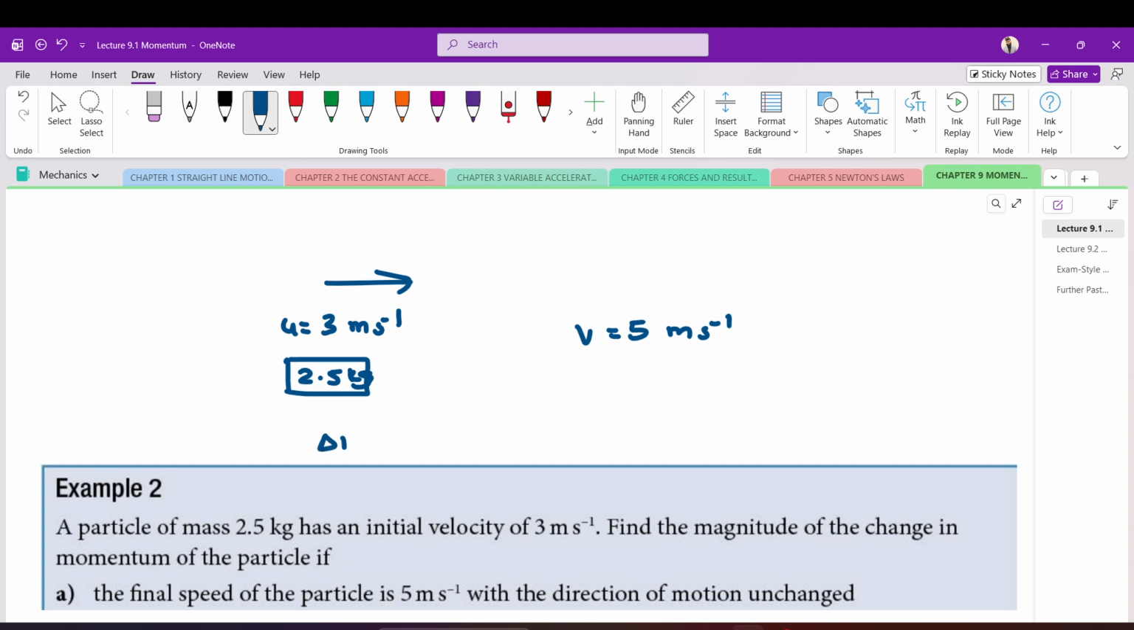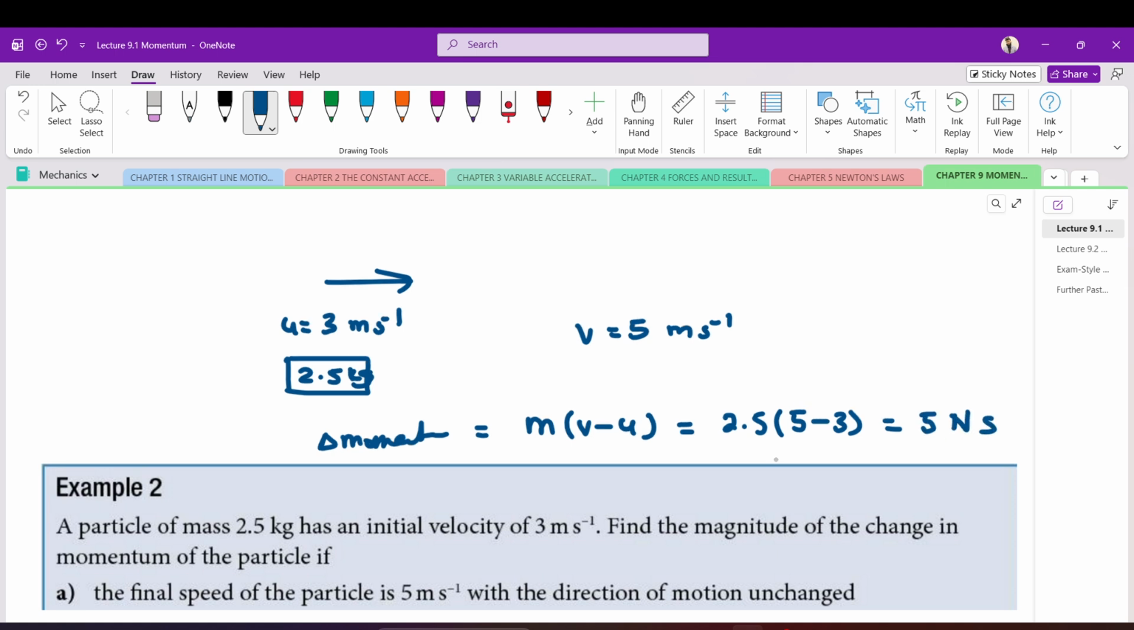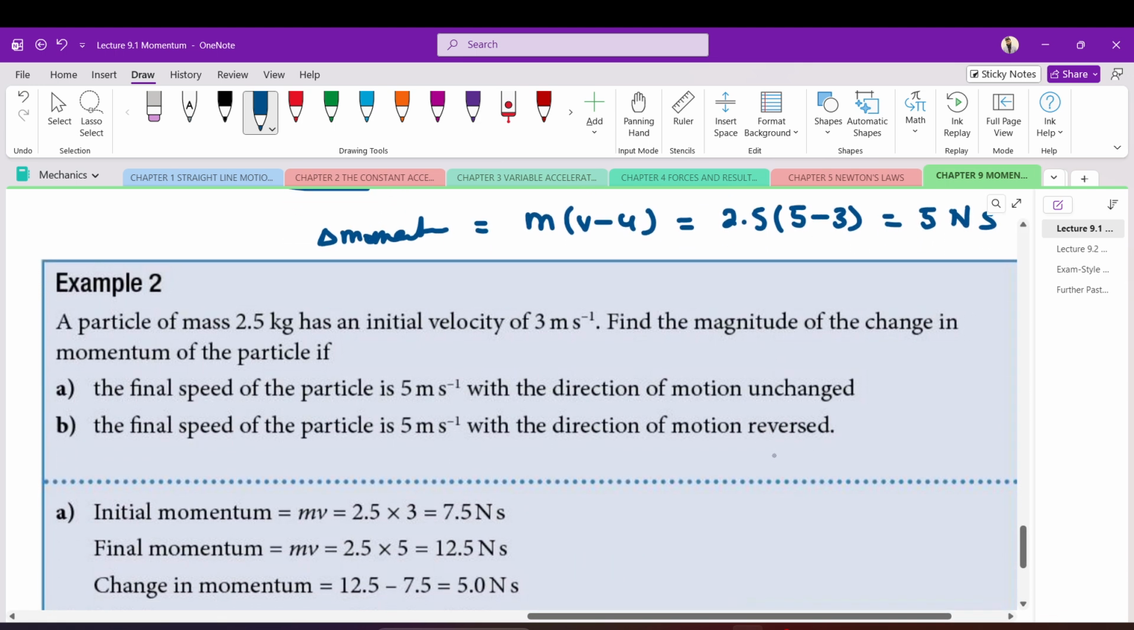Again, change in momentum is equal to m times v minus u. That will be 2.5 times 5 minus 3, which is final velocity minus initial velocity. 5 minus 3 is 2, and 2 times 2.5 is 5 Newton seconds. So that's part A. Or if you want, you can work them out separately. That's up to you. You can work out initial momentum, which is 7.5, and final momentum, 2.5 times 5, which is 12.5, and the difference will give you the change in momentum.